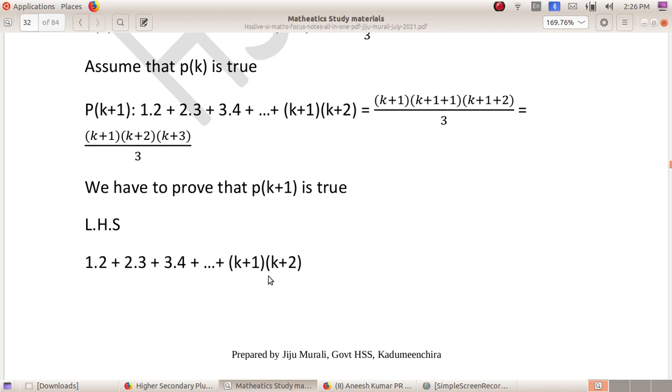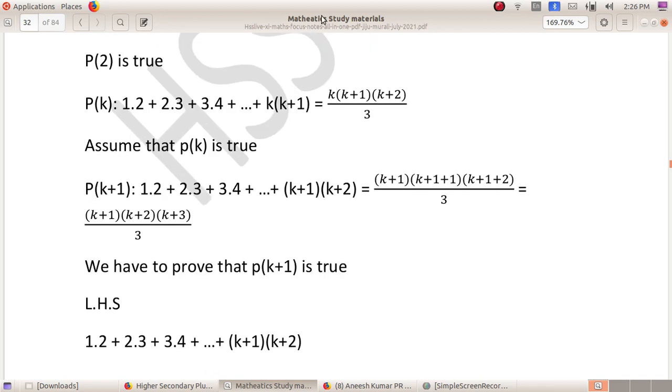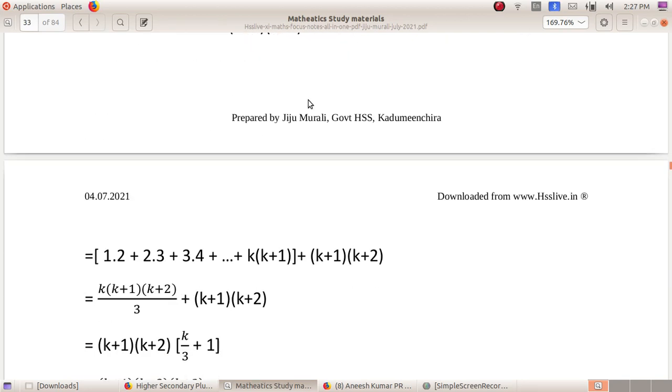So earlier I said what is the just previous term, that is k into k plus 1, up to k. This is for k plus 1. Up to this k, p of k means k into k plus 1. Then p of k plus 1 means what? Beyond this there will be another term which is what? k plus 1 into k plus 2. Okay, that has happened here.